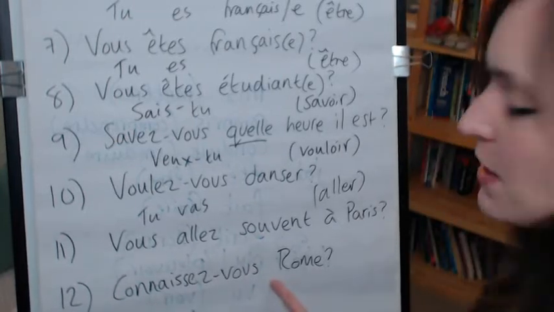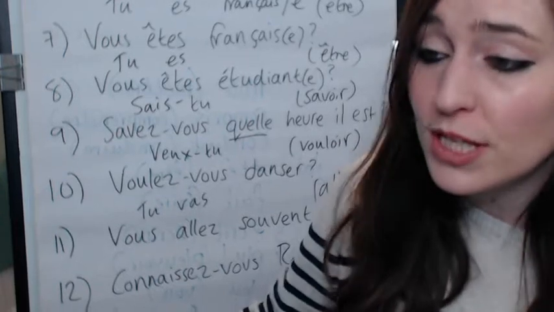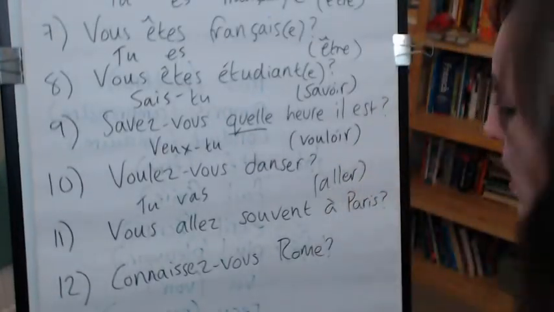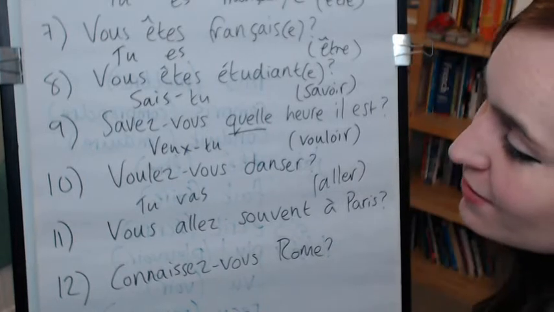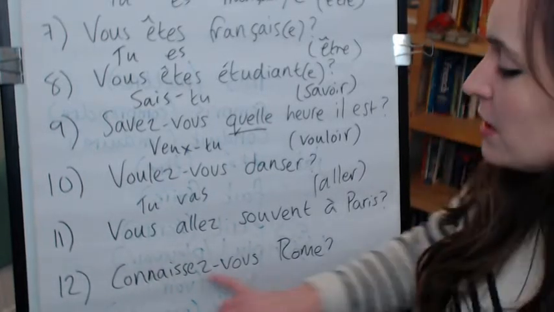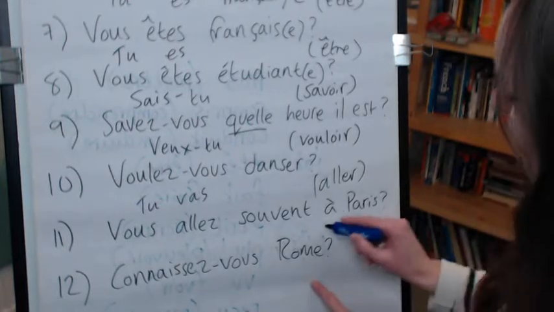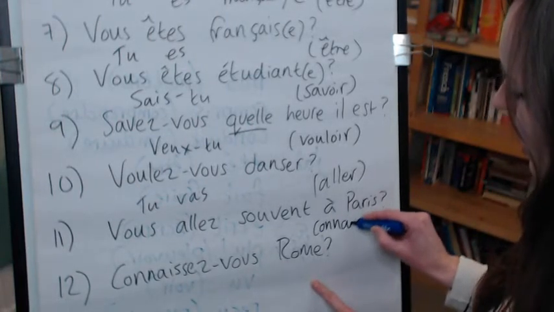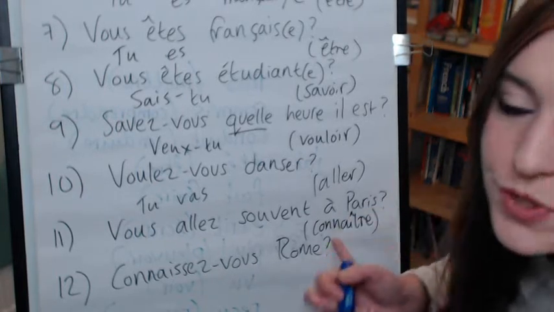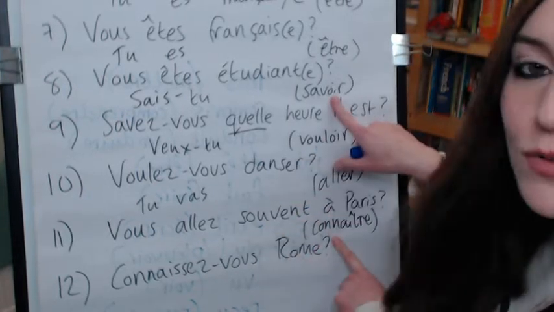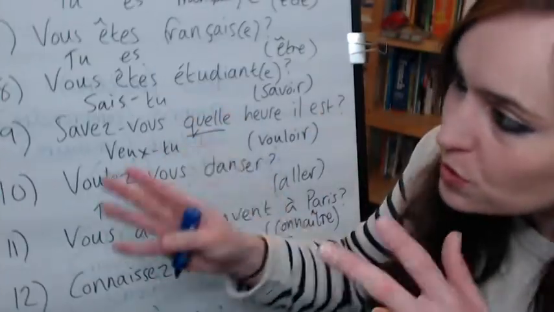Okay, connaissez-vous Rome? Rome, okay. Oui, je connais un peu Rome. Haven't been there for a while. Goodness me, ça fait des années en fait. Yeah, it's been years. So, connaissez-vous? So here we have the verb connaître. This is the other verb which also means to know. We have savoir et connaître. Don't worry too much if you're not sure when you use which.